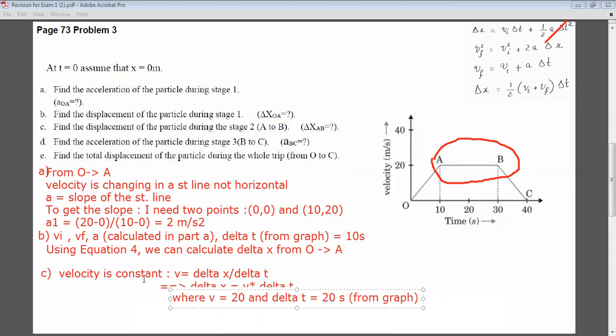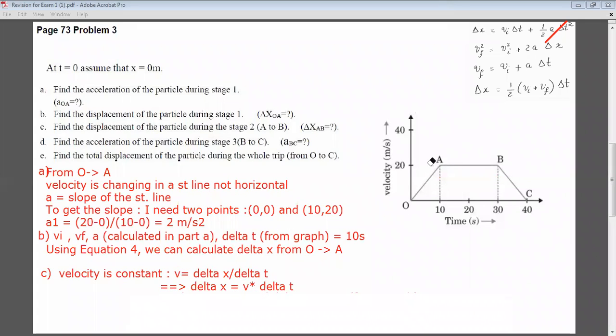That's part C. Find the acceleration of the particle during stage 3 from B to C. So I will do exactly what I did in part 1. I will choose the 2 points. So let's do it here, part B. What information do I have? I have the initial, which is VB from the graph, and I have delta T.